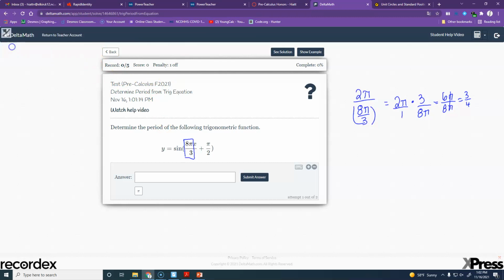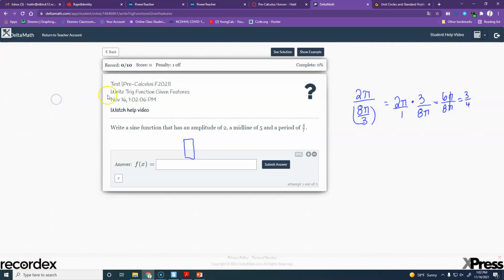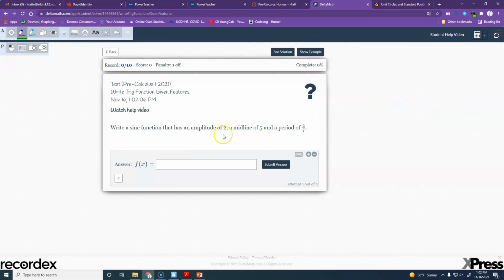Then right here, this is going to ask you to write the equation. It is not going to have any phase shifts on it. So, to look at this one, the period is the most complicated part of this. You have an amplitude of 2, and a midline of 5, so you'll have plus 5 out here on the end. And then on the inside right here, we need a period of 4 over 7.